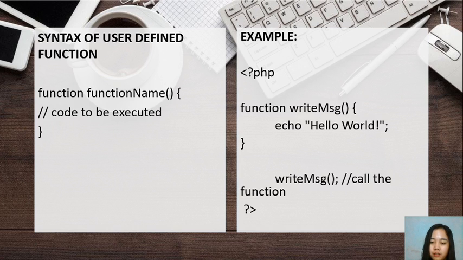So, to call the function, you just write its name, which is the function name, writeMessage. Then it will output hello world.